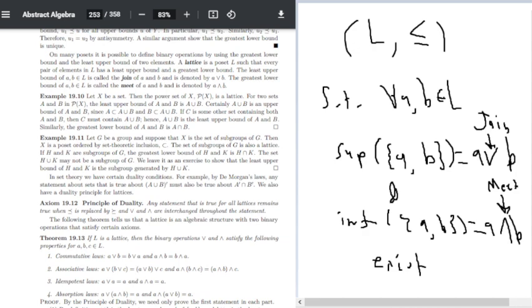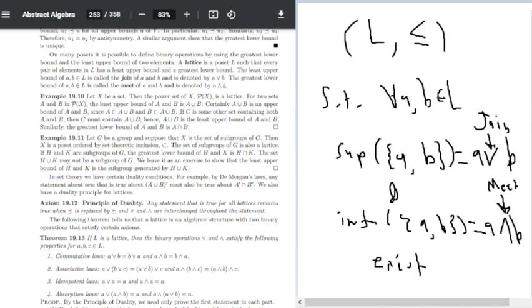So, example 19.10. Let X be a set. Then the power set of X, P(X), is a lattice. For two sets A and B in P(X), the least upper bound of A and B is A union B. Certainly, A union B is an upper bound of A and B, since A is a subset of A union B and B is a subset of A union B. If C is some other set containing both A and B, then C must contain A union B.